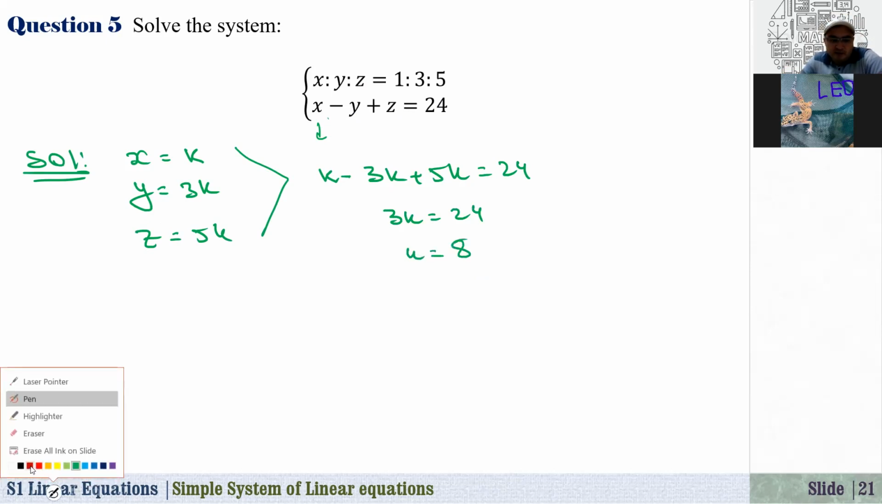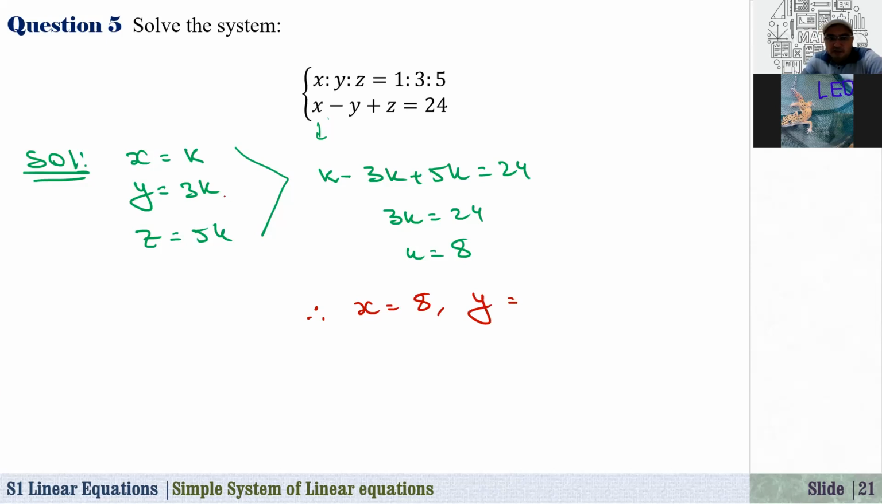So now we can write the solution of the system. X is equal to k, that is 8. Y is equal to 3 times k, that is 24. And z is equal to 5 times k, that's equal to 40. So that's the solution of this system.